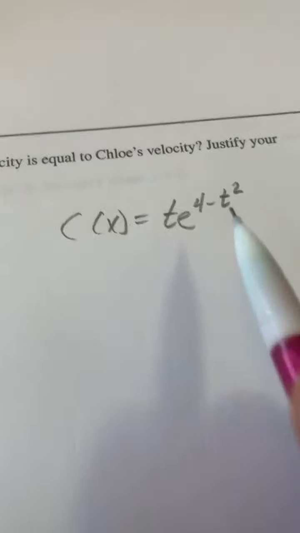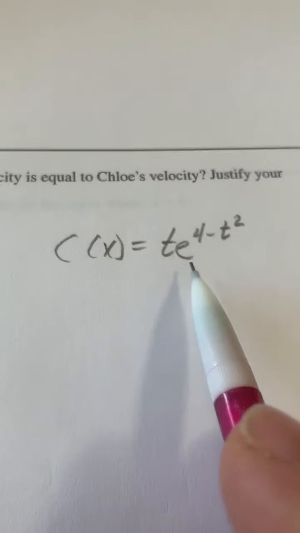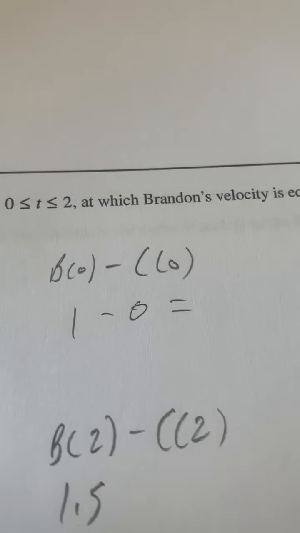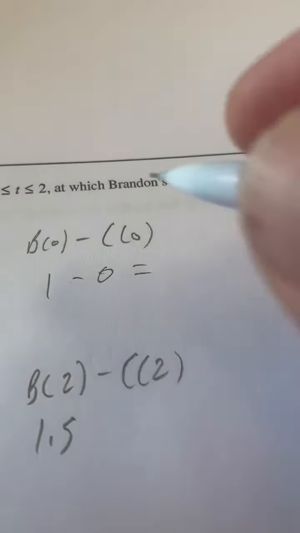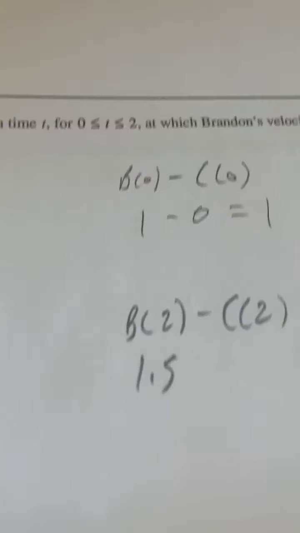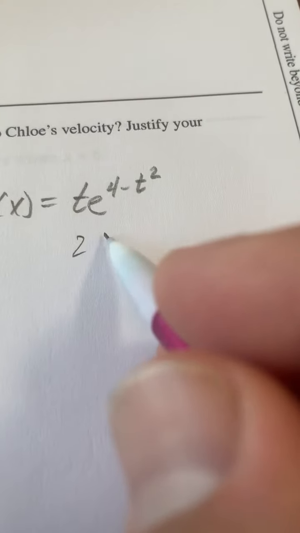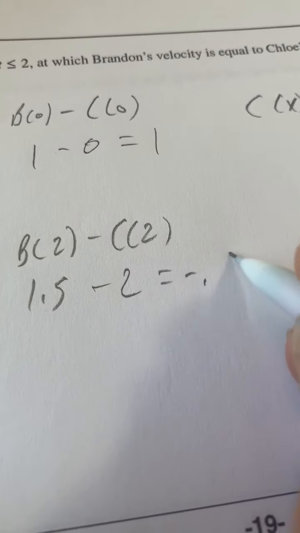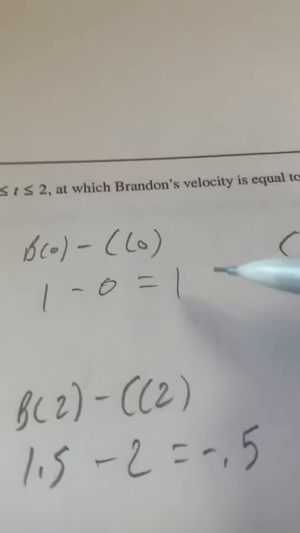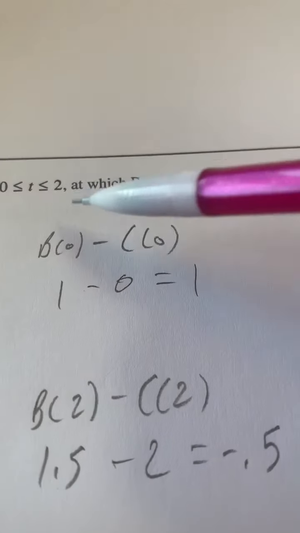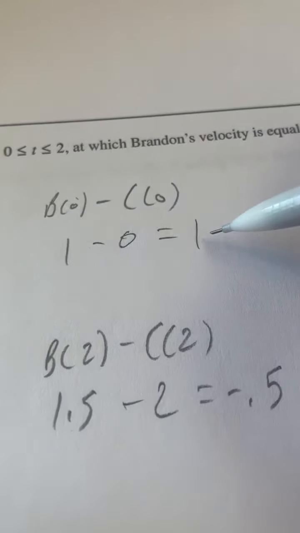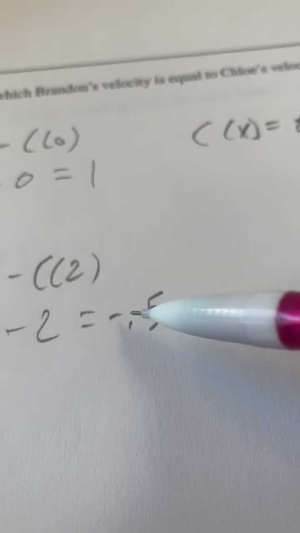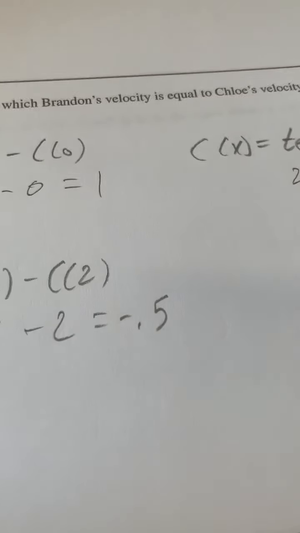If I plug a 0 in, I get 0. So at the start, if I take Brandon's velocity minus Chloe's velocity, I get a value of 1. And c of 2, if I plug a 2 in, I get 2 times e to the 0, which is 2. So at the start the B function is above the C function, and at the end the B function is below the C function. I figure they have to cross at least one time.